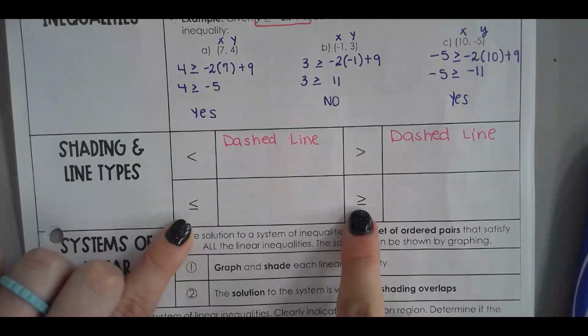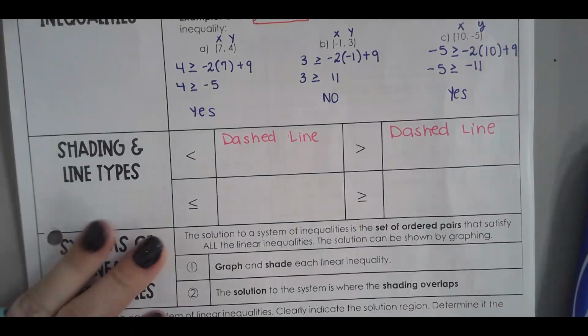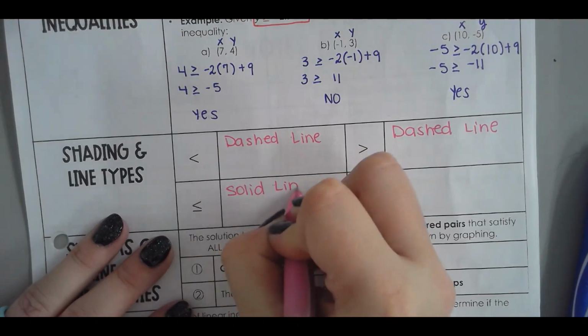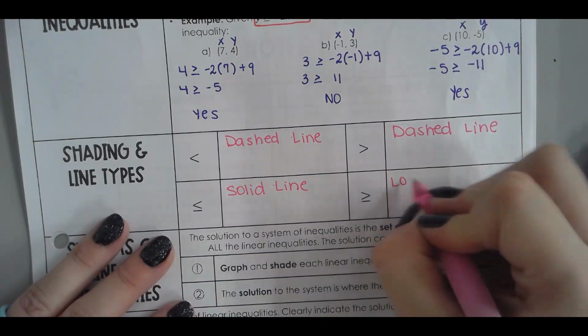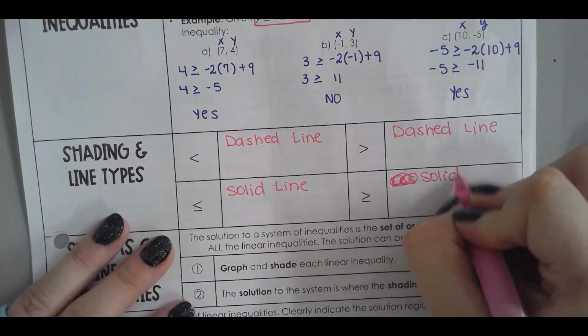If your symbols do have the equal to part, then it's going to be a solid line. So both of these are solid lines.